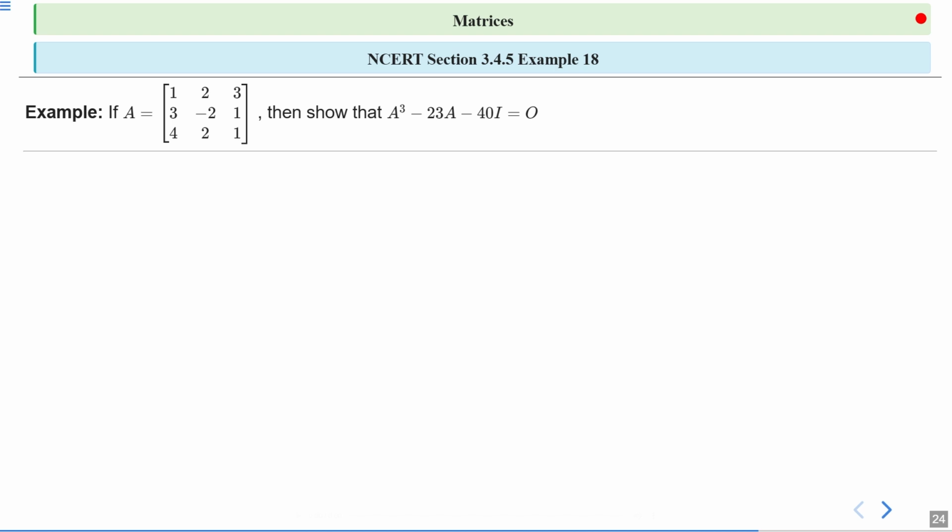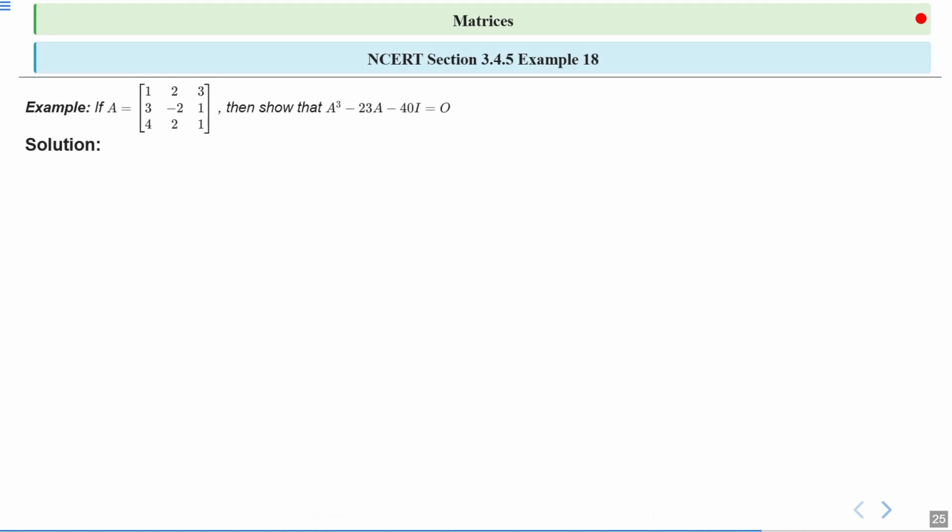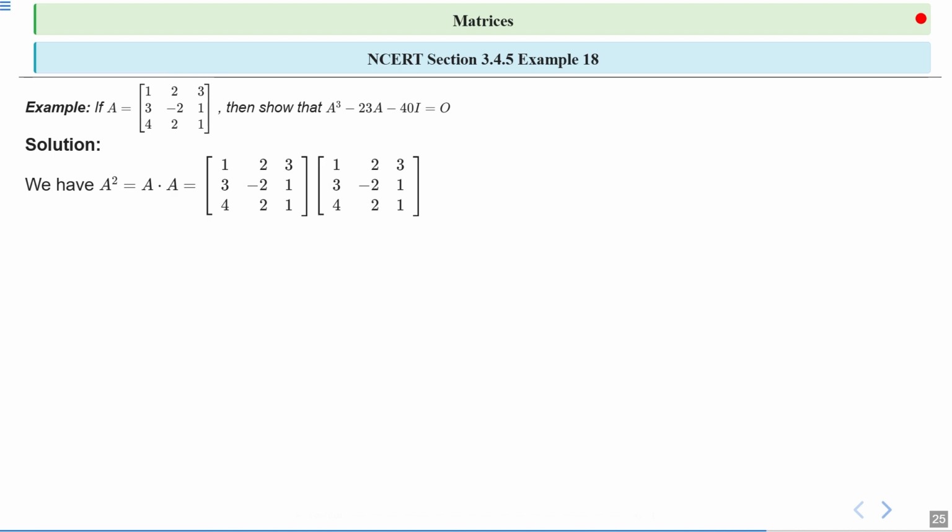Okay, so hope you all have tried to attempt the given question. Let us see how we can solve this. We have matrix A as [1, 2, 3; 3, -2, 1; 4, 2, 1], and we have to show that A cubed minus 23A minus 40I is equal to O. So we have A squared. If we calculate A squared, it will be A into A. Clear?